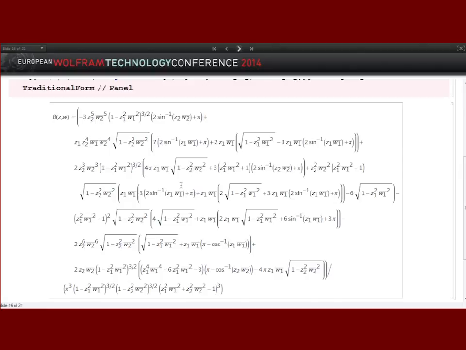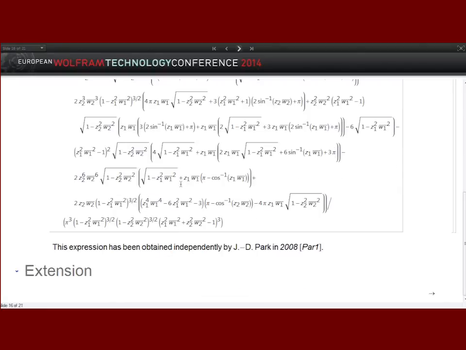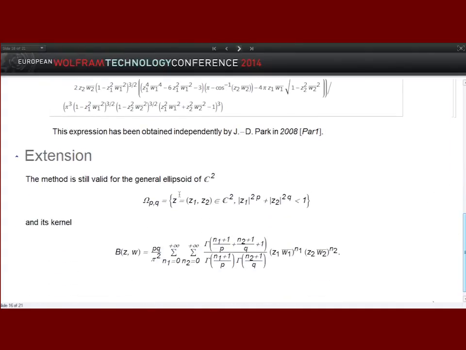I mention that this expression has been obtained independently by John Duparc in 2008, but the method here has an extension. So if you consider any value of P and Q, and the general ellipsoid given by that, you can compute this kernel, but you have the solution in terms of hypergeometric functions.